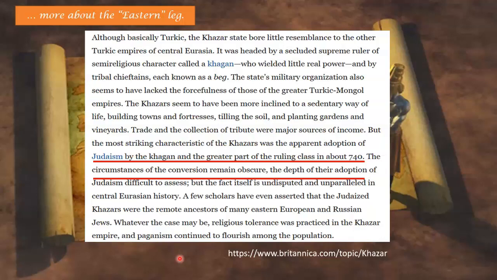The state's military organization also seems to have lacked the forcefulness of those of the greater Turkic Mongol empires. The Khazars seem to have been more inclined to a sedentary way of life, building towns and fortresses, tilling the soil, and planting gardens and vineyards. Trade and the collection of tribute were major sources of income. But the most striking characteristic of the Khazars was the apparent adoption of Judaism by the Kagan and the greater part of the ruling class in about 740.